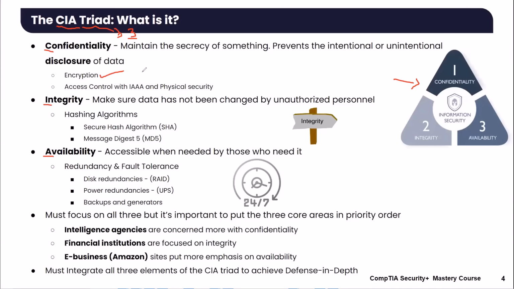When you encrypt something, you are given a key. Unless you have that key, you won't be able to decrypt that thing. And that's really accomplishing confidentiality. That's really keeping secrets. Another one that we can use is access control.